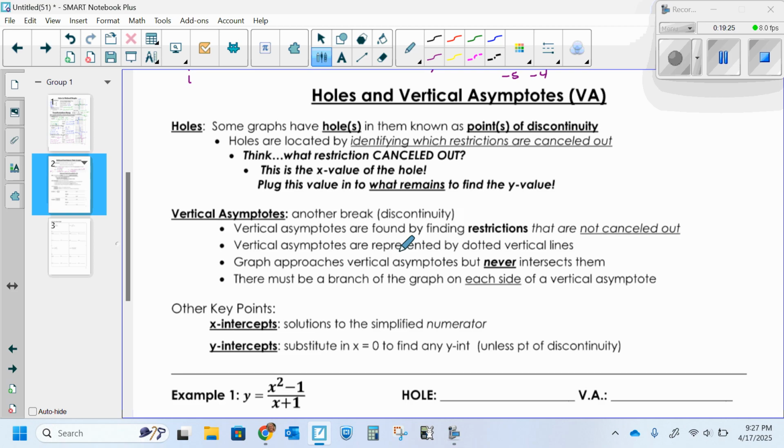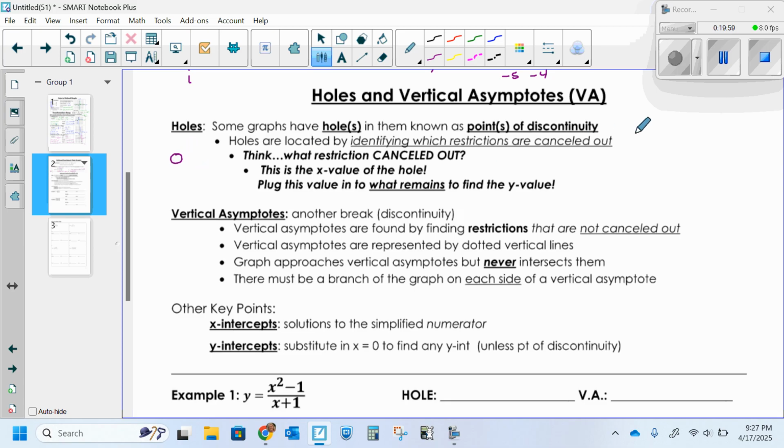So holes are found by canceling factors. Coefficients aren't factors, just so you know. We're talking about factors. It has to have a variable. So if you can factor and then cancel something from the top and the bottom, that means you have found the x-coordinate of the hole. Then you're actually going to be finding the y value of the hole by plugging that value of x you just found back into the simplified equation. And when we graph it, you literally do an open circle on your graph.